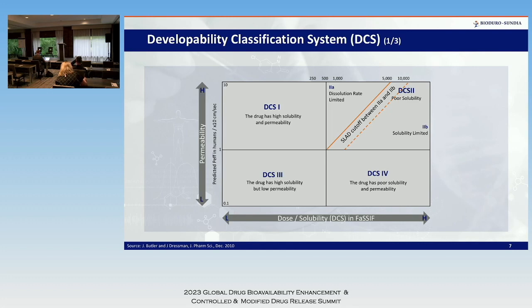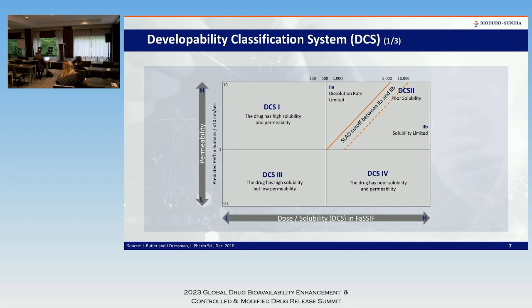Yes, so when it comes to developability classification, the team, Butler et al., came up with a new way of looking at the bioavailability enhancement, and solubility and bioavailability issues. They looked at hundreds and hundreds of drugs that are already in the market or in development, and they saw that even in the BCS2, where the solubility is low but permeability is high, you can have drugs that may have solubility limit issues or dissolution rate issues as far as bioavailability goes.